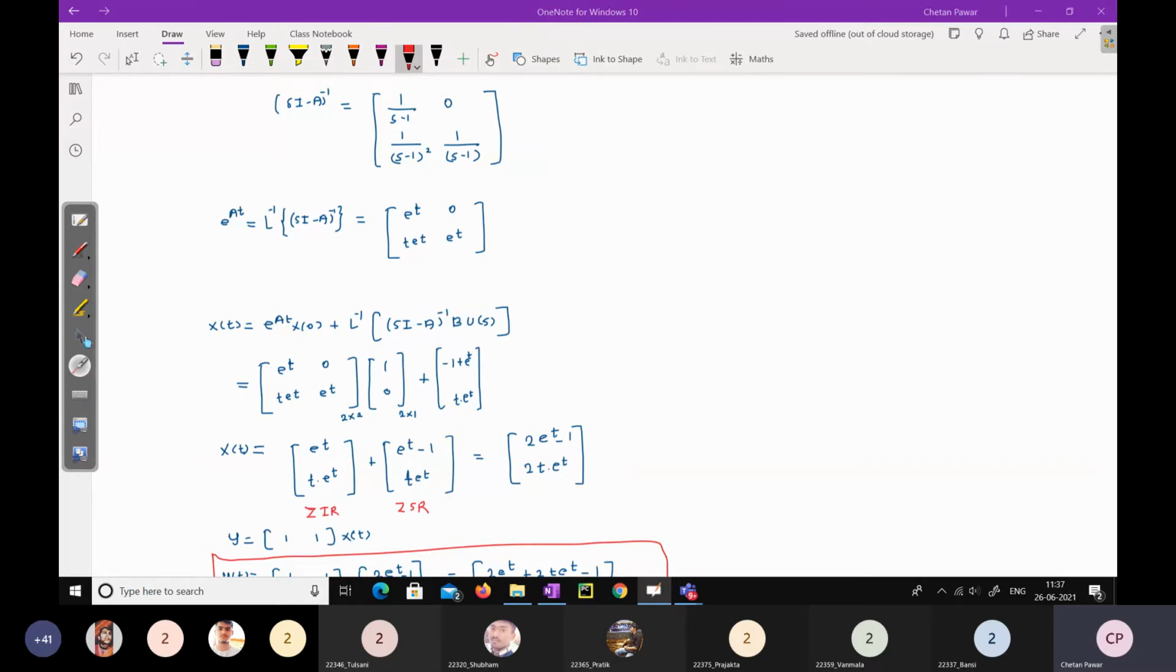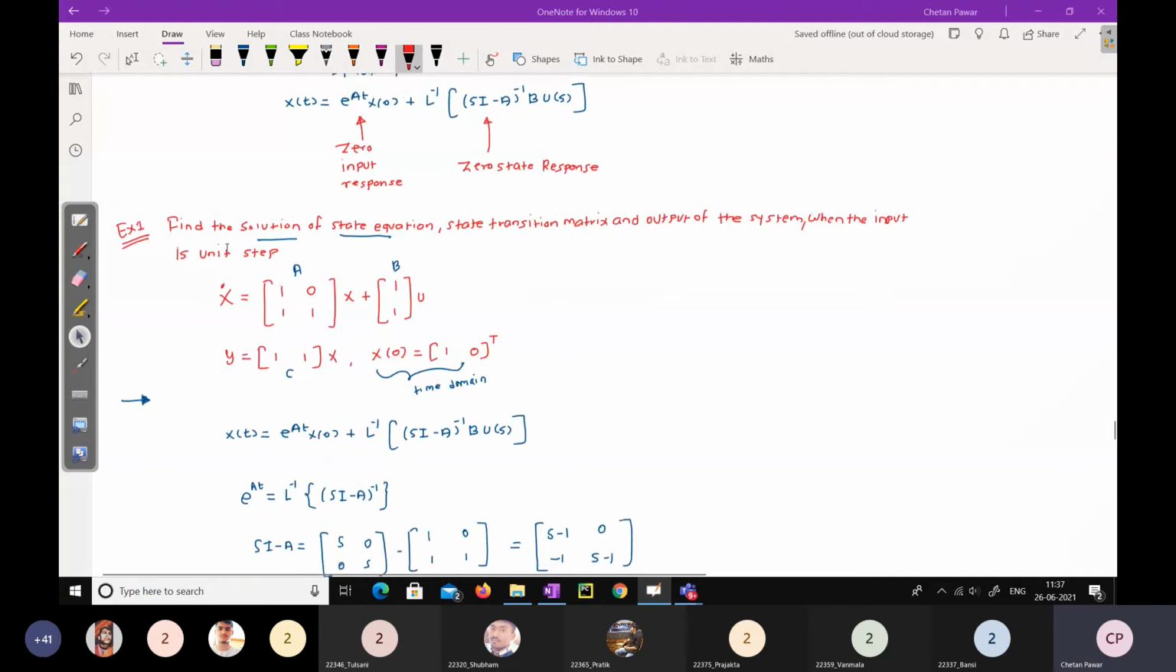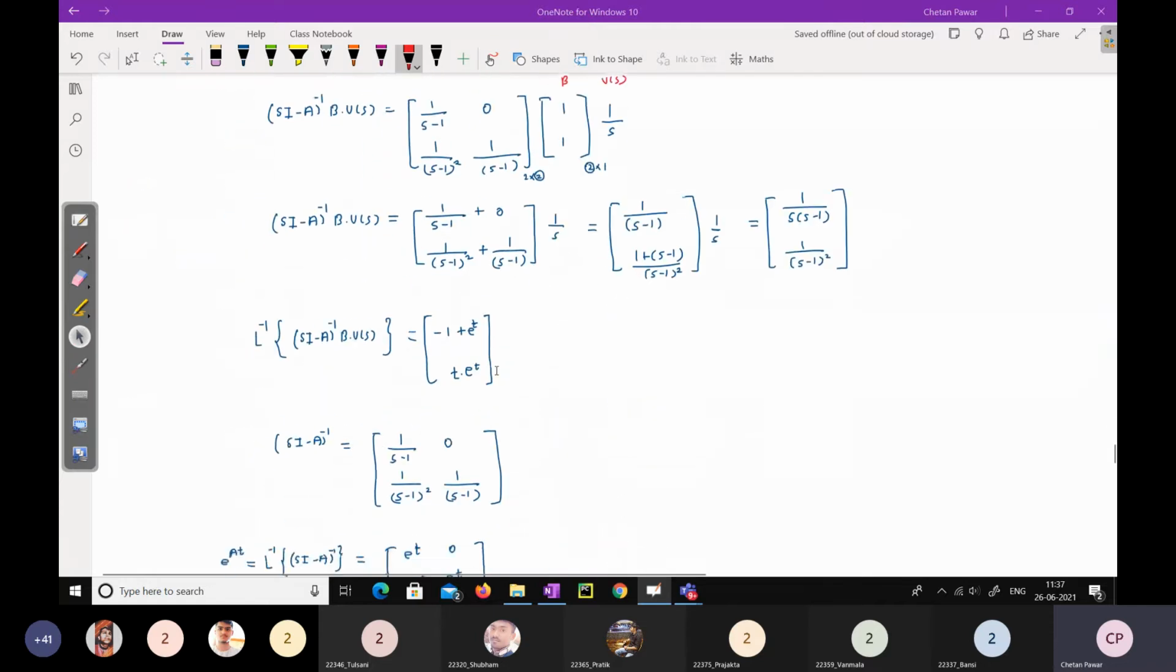Now they have also asked about the output of the system. The state transition matrix we have found, and the solution we have found. So what will be the output?